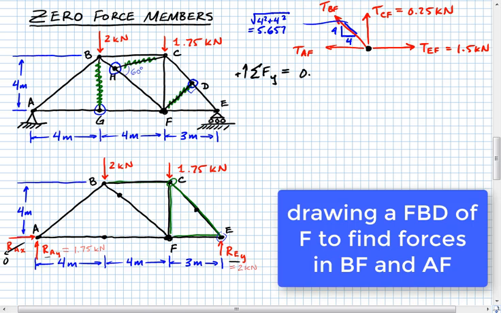We have here 0.25 kilonewtons acting in the positive y direction plus TBF, and then we just need the vertical component of that, so we'll multiply by 4 divided by that square root that we just found, which is approximately 5.657, and all that's equal to 0. So doing that calculation there, we'll find that TBF turns out to be negative 0.354 kilonewtons. Okay, so that's good.